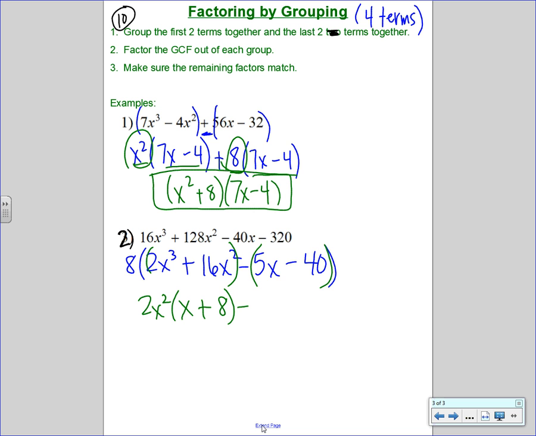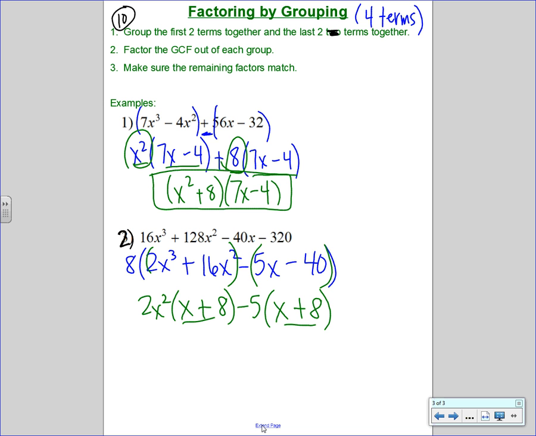And then what about 5x and 40? What can we factor out? 5. Now, we're factoring out a negative 5. So what is negative 5x divided by negative 5 going to be? Positive x. Thank you. And negative 40 divided by negative 5 is positive 8. So we factored out a negative 5, that's why we'll have a positive x here and a positive 8 there. Okay? So now, since they match, we have x plus 8, x plus 8.